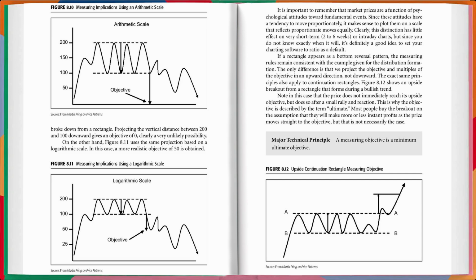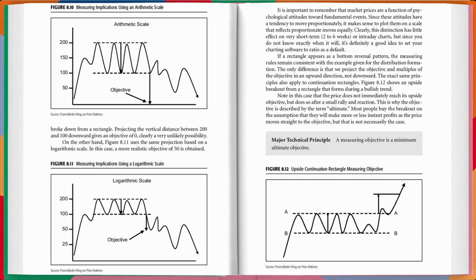example given for the distribution formation. The only difference is that we project the objective and multiples of the objective in an upward direction, not downward. The exact same principles also apply to continuation rectangles. Figure 8.12 shows an upside breakout from a rectangle that forms during a bullish trend.